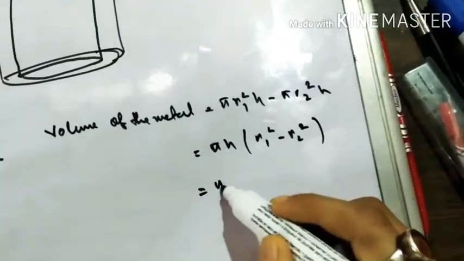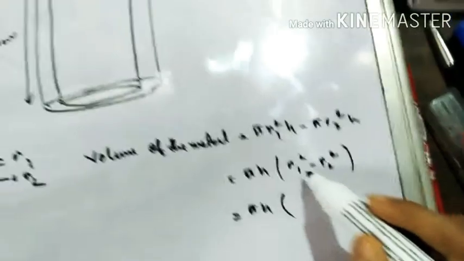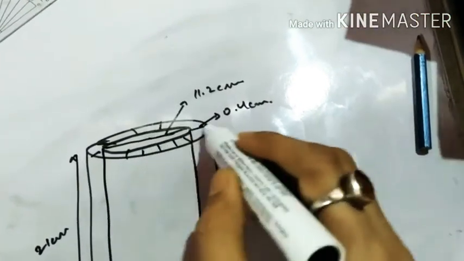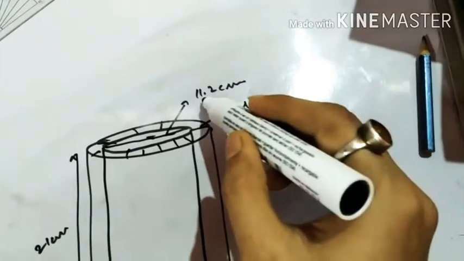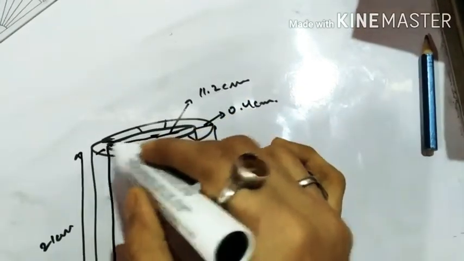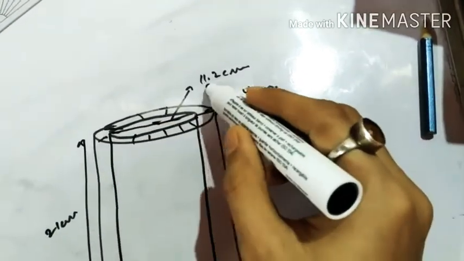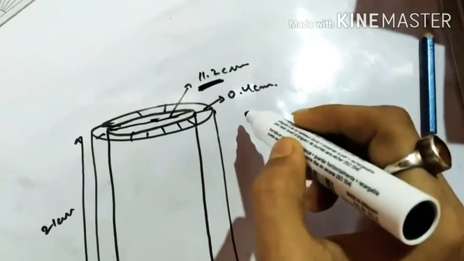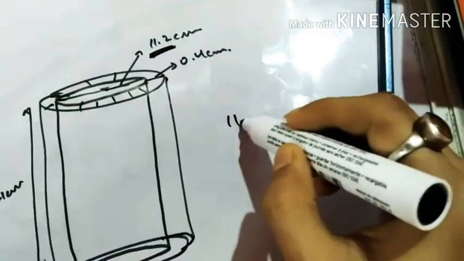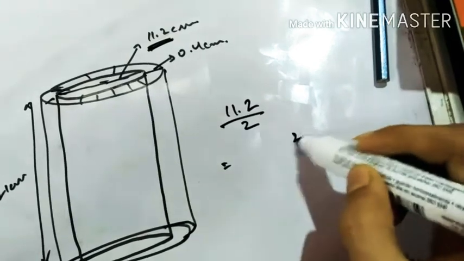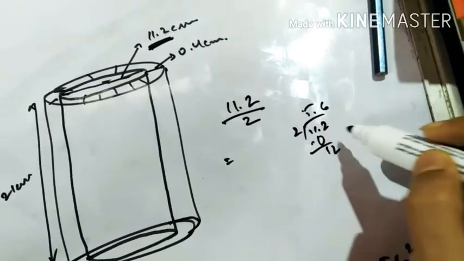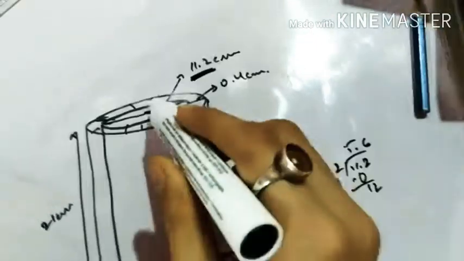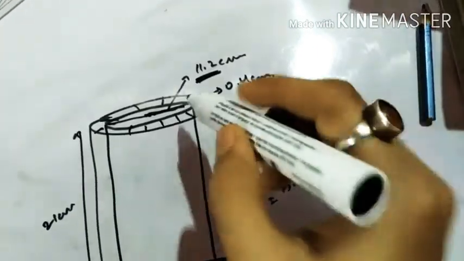Now you see, the area is equal to pi h into R1. R1 I have taken is the radius of the outer cylinder. So what will the radius be? The diameter of the inner cylinder is 11.2. If you divide it by 2, how much will you get? 2 fives are 10, 2 sixes are 12, so 5.6 meter. This is the inner radius of the cylinder.